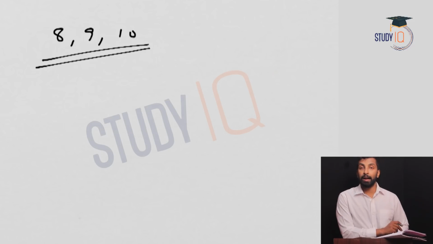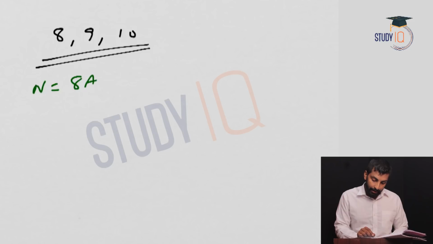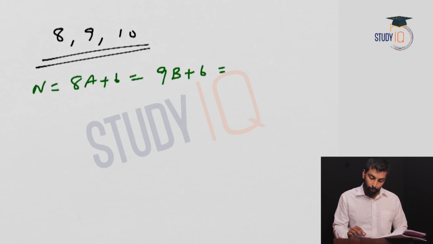In this question, you need to find the least 3-digit number which will give a remainder 6 when divided by 8, 9, 10. So when you divide by 8, you get a remainder 6. When you divide by 9, you get a remainder 6. When you divide by 10, you get a remainder 6. If you remember, we have discussed this question in your division questions. If I represent the pattern like this, n = 8a + 6 = 9b + 6 = 10c + 6, then you will understand it better.